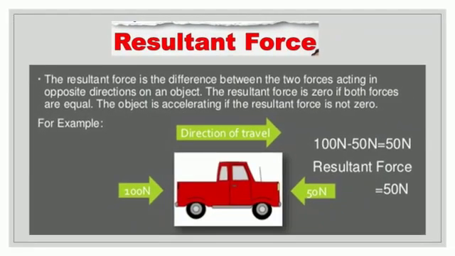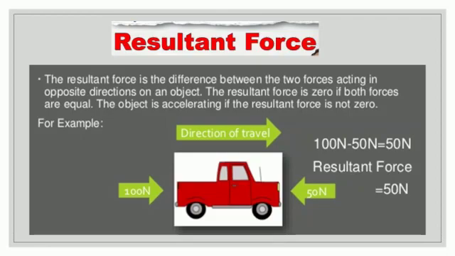Resultant force. The resultant force is the difference between the two forces acting in opposite directions on an object. The resultant force is zero if both forces are equal. The object is accelerating if the resultant force is not zero.